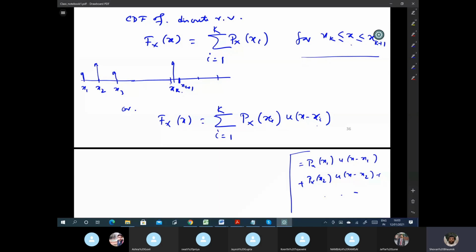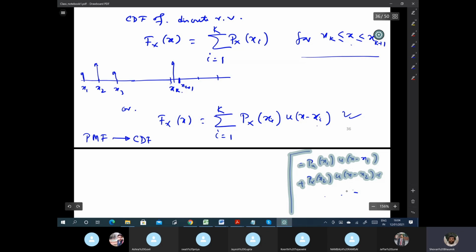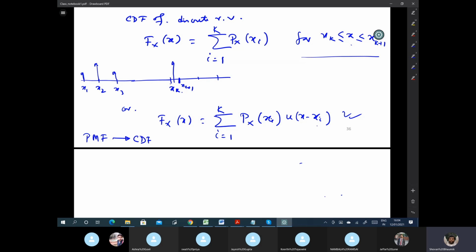So we can write this is the CDF. So the CDF we derive from the PMF, the probability mass function. That means we know all the probabilities. So from the probability mass function we derive the CDF of the discrete random variable. Okay. Now tell me if it is fine or you have any point to clarify or any question. Please tell me.